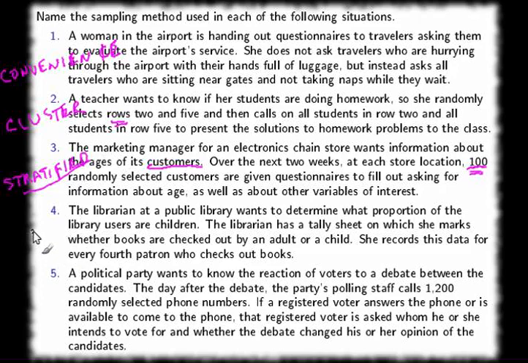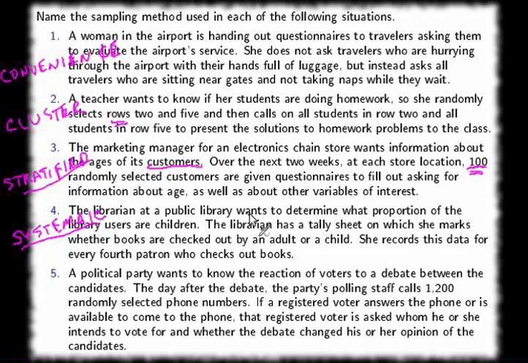Number 4. The librarian at a public library wants to determine what proportion of the library users are children. The librarian has a tally sheet on which she marks whether books are checked out by an adult or a child. She records this data for every 4th patron who checks out books. So since we have a starting point on a list and we're taking every 4th one from that point on, this is called a systematic sample.